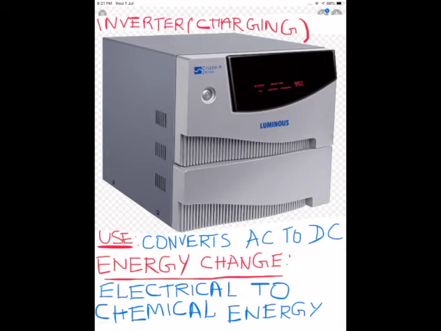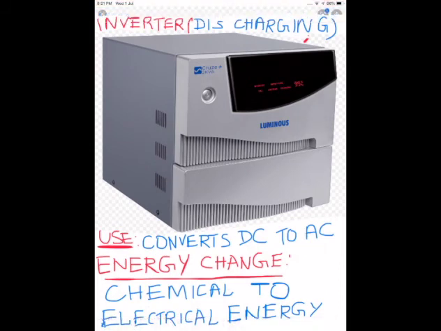Okay, so our domestic appliances use alternating current. They work with alternating current. So the inverter converts alternating current to direct current. Okay, this direct current is stored in the inverter. So what is the energy change that is taking place? The inverter is taking in electrical energy and it stores DC, that is direct current, in the form of chemical energy.